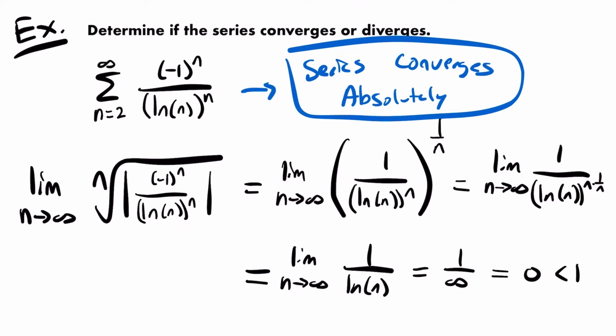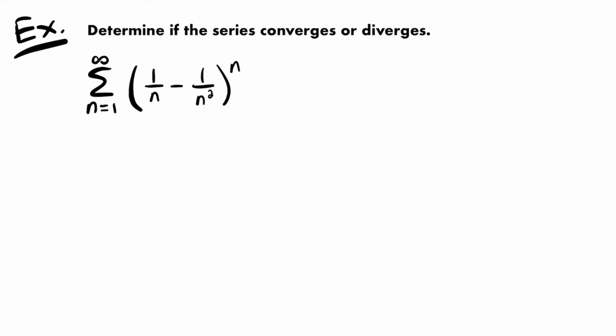Okay, let's look at another example. All right, so next up we have this series, the sum from n equals 1 to infinity of 1 divided by n minus 1 divided by n squared to the power of n. And we want to determine if this series converges or diverges.